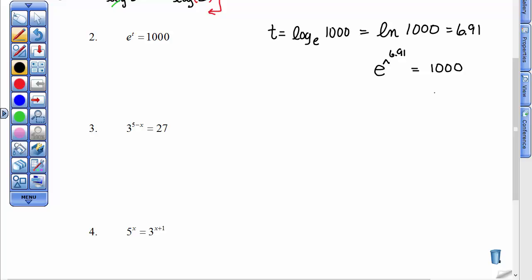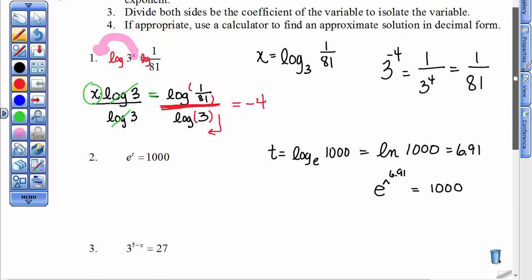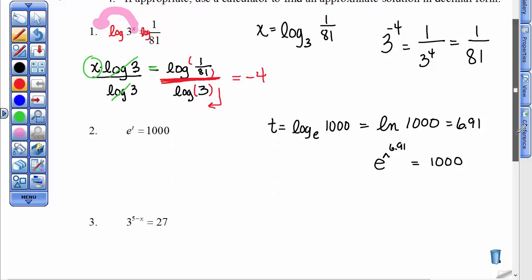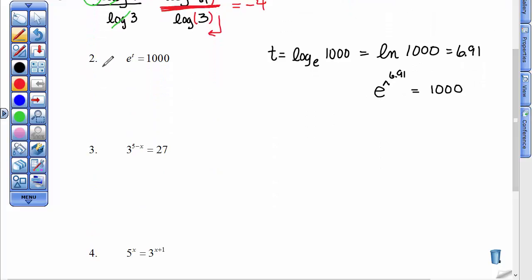Now, because I'm going to have to use this skill elsewhere, I want to remind you that up above this said take the log of both sides, then use the power rule for exponents, then divide both sides by the coefficient of the variable to isolate the variable, and find an answer in decimal form. So I do want you to know that when you take the log of both sides, you could take the ln of both sides here. And then see this t?